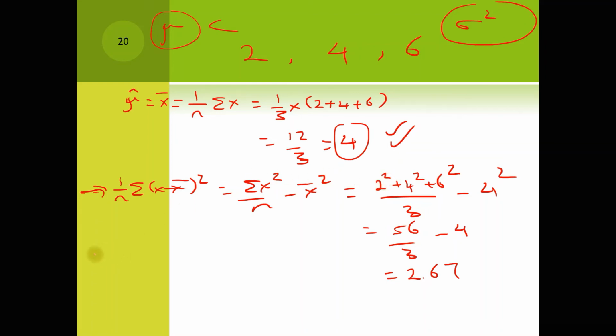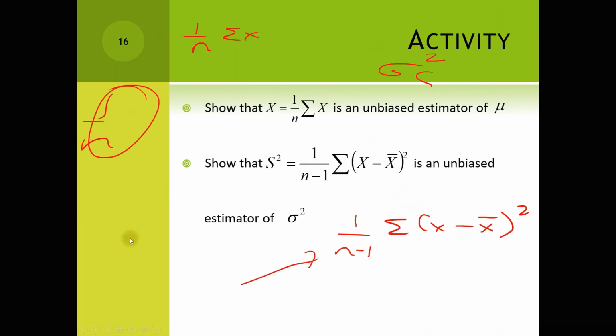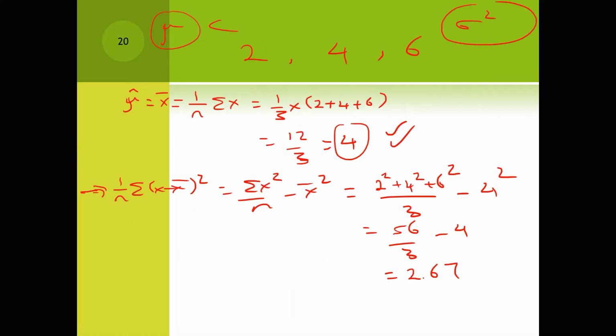Now, if you use the other formula, which I gave here, defined as s squared, just like you have x bar to estimate mu, you have s squared that can be used. So in other words, you can estimate sigma squared using s squared, which is equal to 1 upon n minus 1 sum of x minus x bar to the squared. Before we move on, let me just change the slide and show you something.